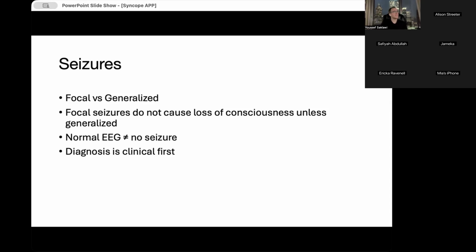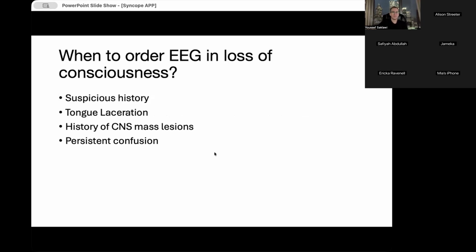Was there anybody? Did anybody take a video of it? Can you describe it? That will help you diagnose seizure first and foremost. So a patient comes in and they had this loss of consciousness. You're not sure, should I order an EEG? You would reserve an EEG only if the history is suspicious.